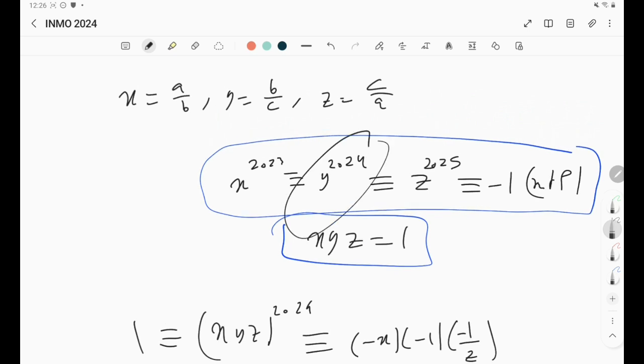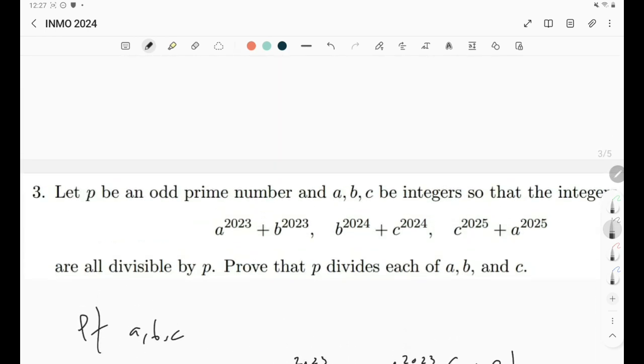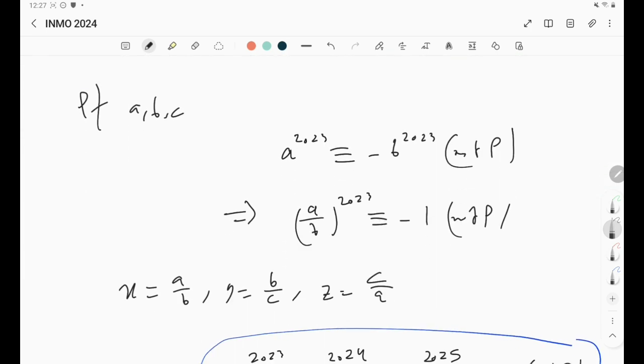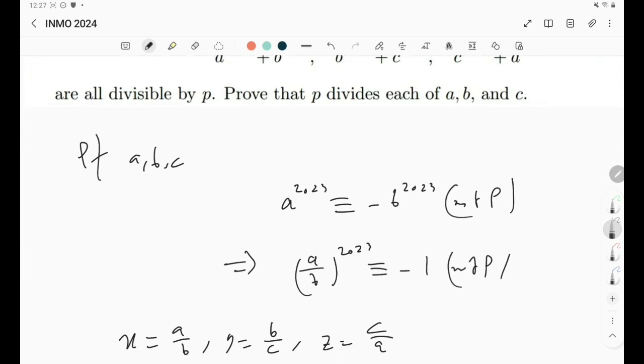Remember, we know y to the 2024 is congruent to negative 1, and hence 1 is congruent to negative 1, and hence p must divide 2. And of course, that's a contradiction because we know p is an odd prime, so it cannot be 2. And basically, that's it. We're done. Again, a quick recap for this question.